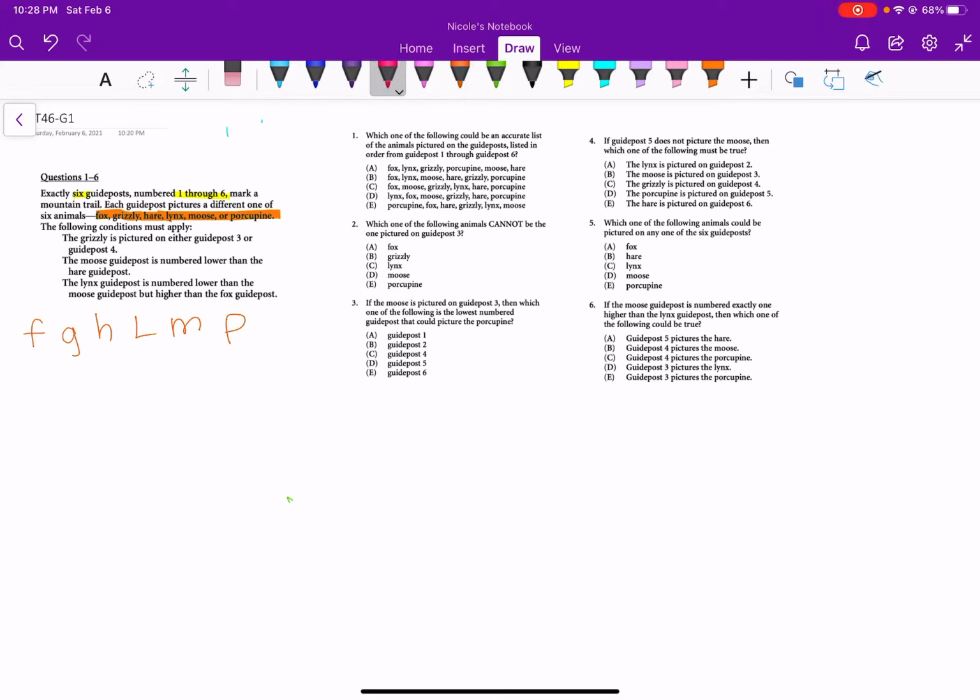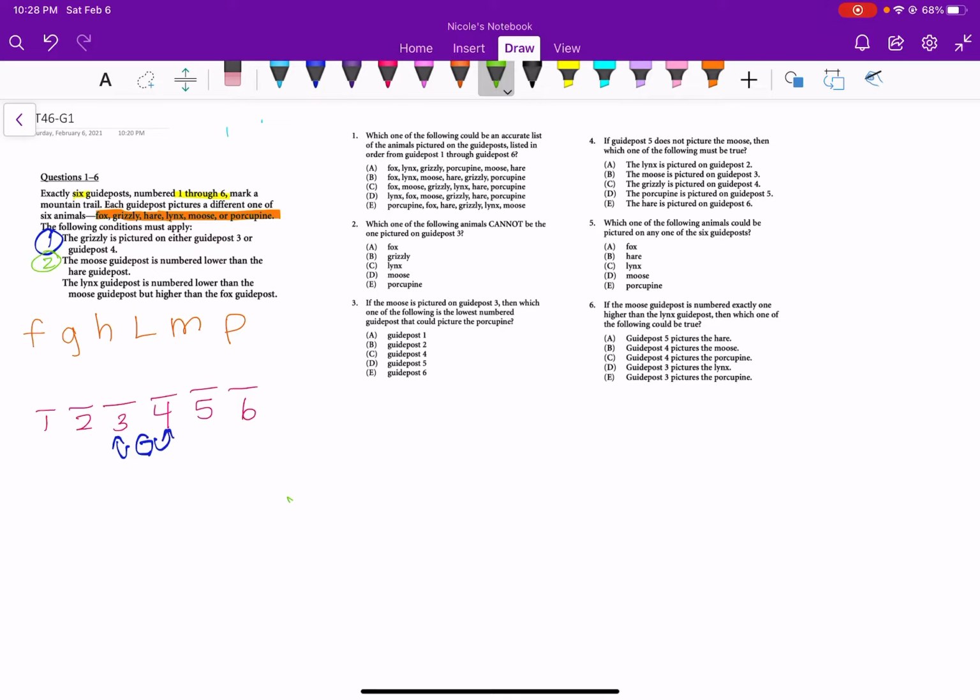And this is an ordering game because we're putting them in order from their guideposts. We have guidepost 1, guidepost 2, guidepost 3, guidepost 4, guidepost 5, and guidepost 6. All right, and now for our rules. 1. The grizzly is pictured on either guidepost 3 or guidepost 4. So we know that the grizzly is either going to be on 3 or it's going to be on 4.